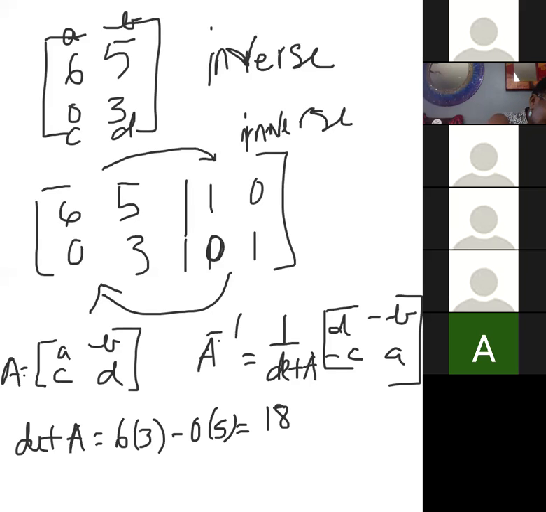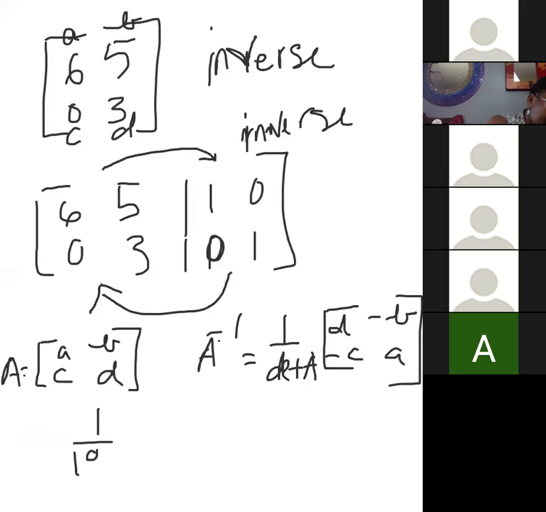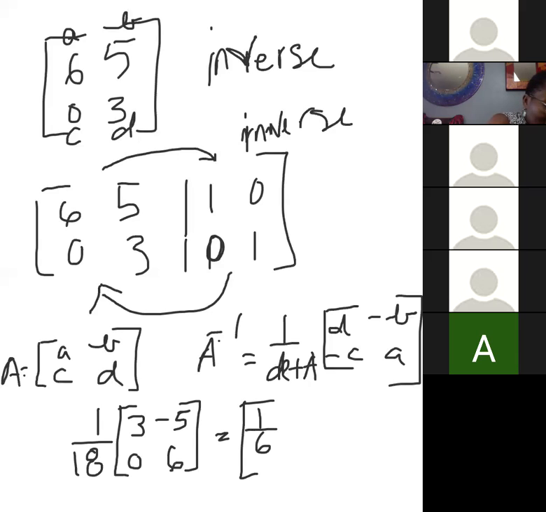So for us to get the answer for this one, we're going to do 1 over 18 multiplied by [3, 0; -5, 6]. The 3 and 6 swap places, 0 stays here, but the 5 becomes a negative. Then 1 over 18 times 3 gives you 1/6. 1 over 18 times -5 gives you -5/18. Of course, this is going to be 0. And 1 over 18 times 6 gives you 1/3. There's the inverse.